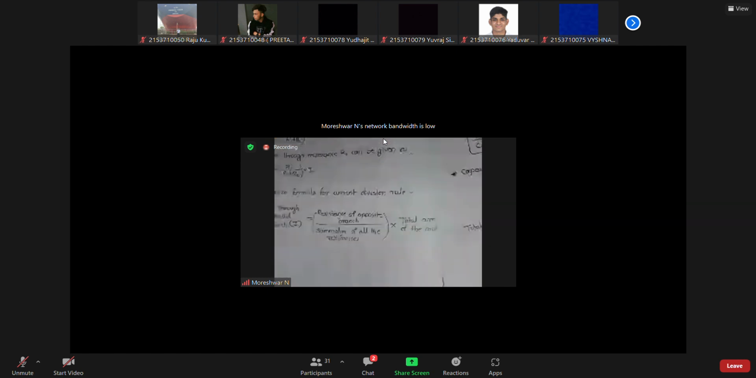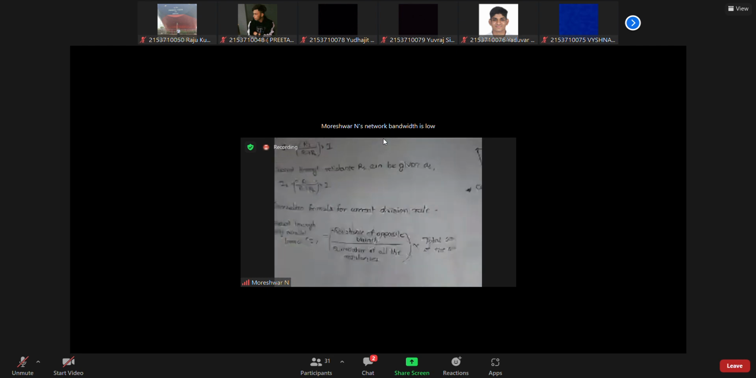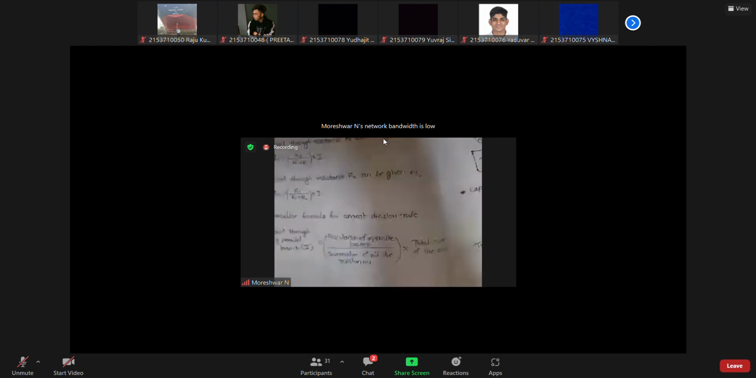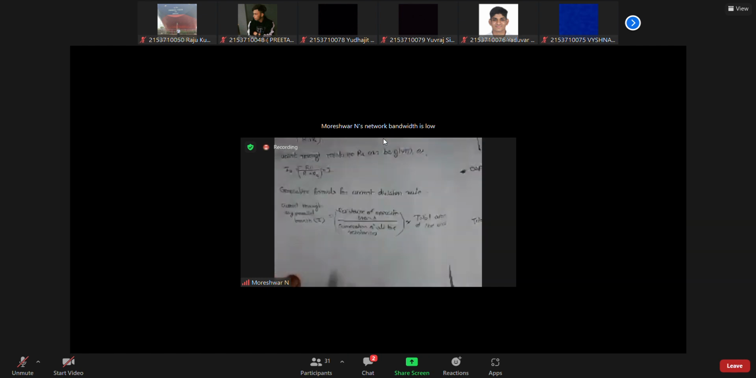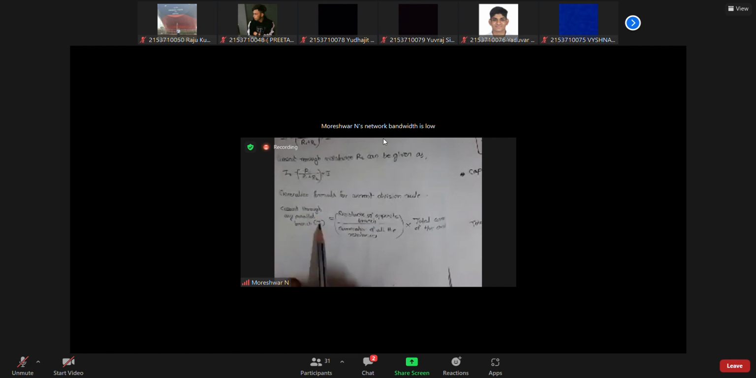So let's understand this formula first. Hope my screen is visible again now. Current through any parallel branch, so it may be I1 or I2, we want that individual current. So what will be the formula? Resistance of the opposite branch.